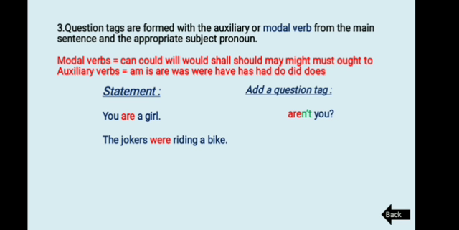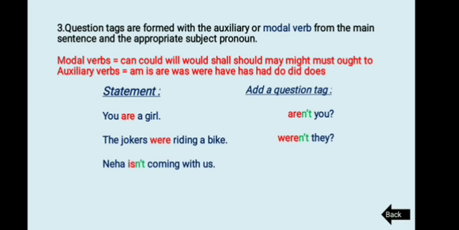Second statement, the jokers were riding a bike. Now in this statement you will find were riding is the verb predicate part, wherein were is the helping verb and riding is the main verb. Out of that we are going to form a question tag using the helping verb were. And so it will be, the jokers were riding a bike, weren't they? If you have noticed, wherever the subjects are, I am taking suitable pronouns that go with the subject well. The jokers are plural, so that's why I use the pronoun they. The next statement, Neha isn't coming with us.